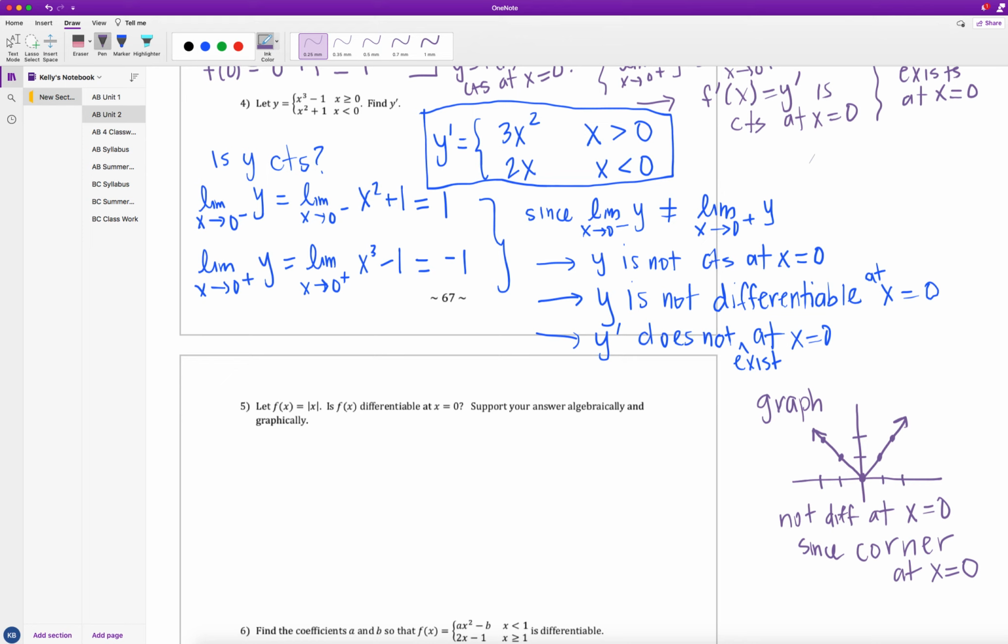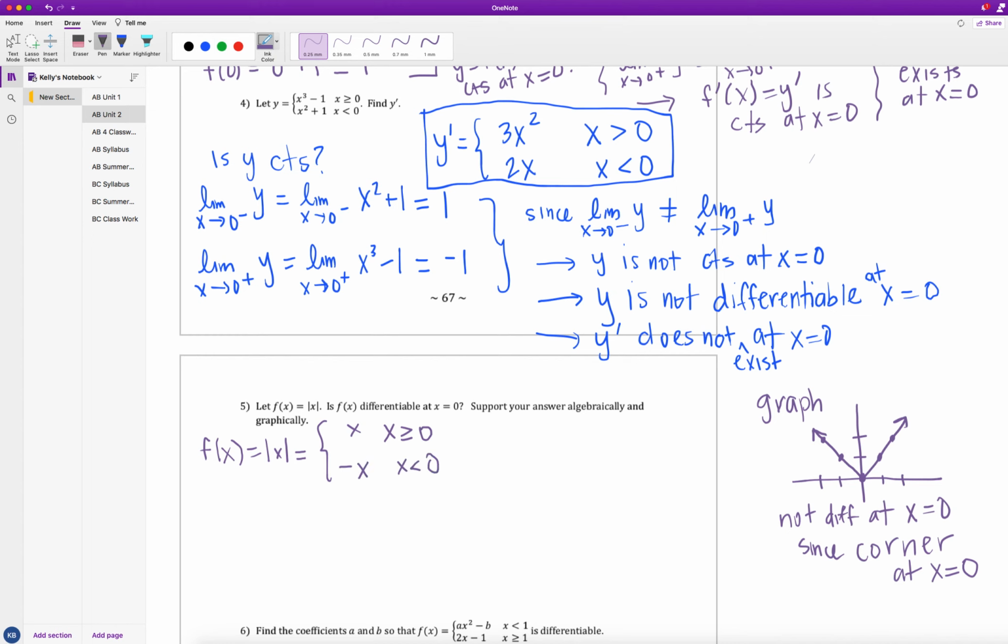Now let's take a more algebraic approach to solve this. To do that, I'm going to need to define the absolute value. We'd talked about this back in our first unit when we talked about some absolute value limits, but the absolute value of x is a piecewise function. It's x if x is greater than or equal to 0, that's the first part of the piecewise function, or it's negative x if x is less than 0.